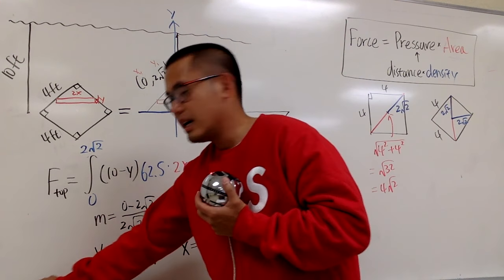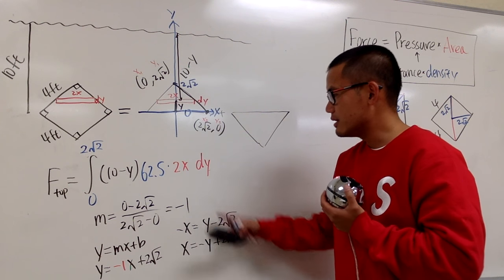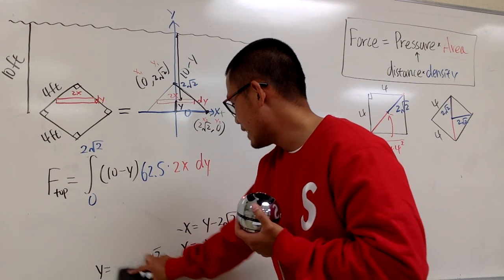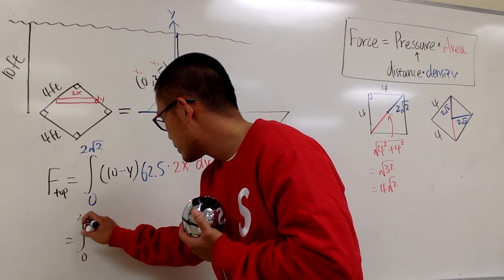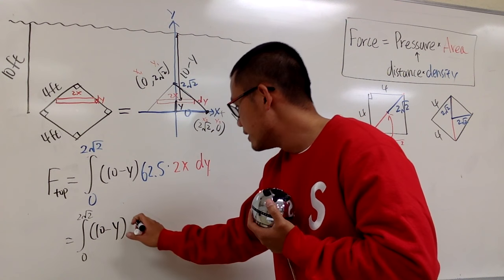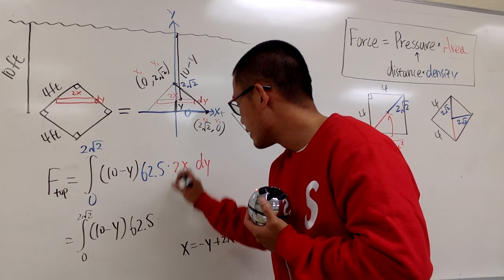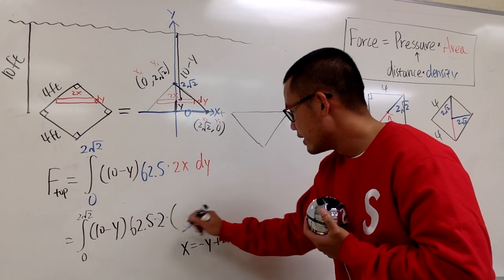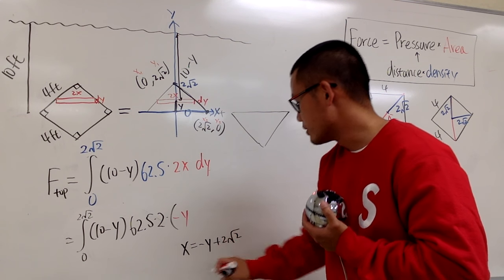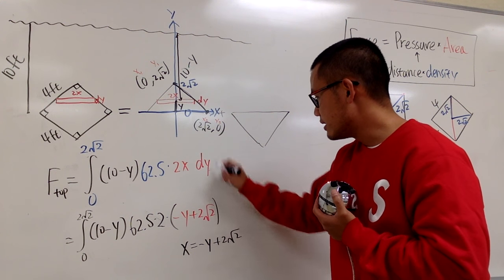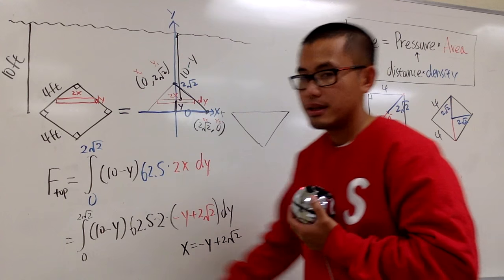Okay, so at the end, I just have to plug this into this x. That will be the setup for this integral. So let's do that. 0 to 2 square root of 2, and then this is 10 minus y, and then 62.5 times 2 times the x. As I said, it's that. Let me put it down in red to make it more special. Negative y plus 2 square root of 2, like this, and then this is with dy.